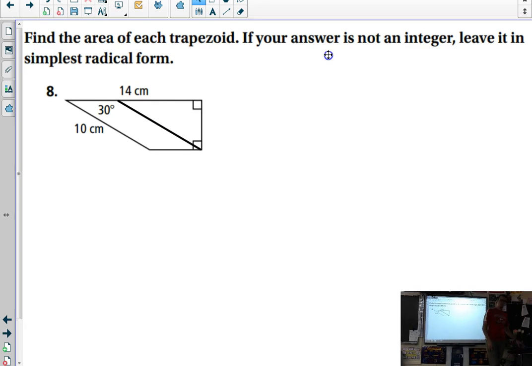Would it be okay if I did 30 sine times 10? You're fine. If you understand trig, then yeah, you can use the trig. So trig is really like a math 2 thing, so to dabble in it for just a moment.